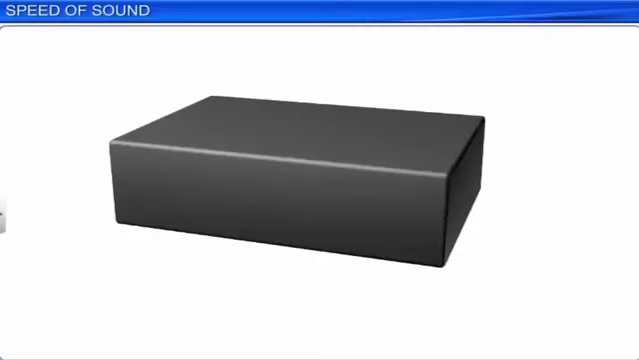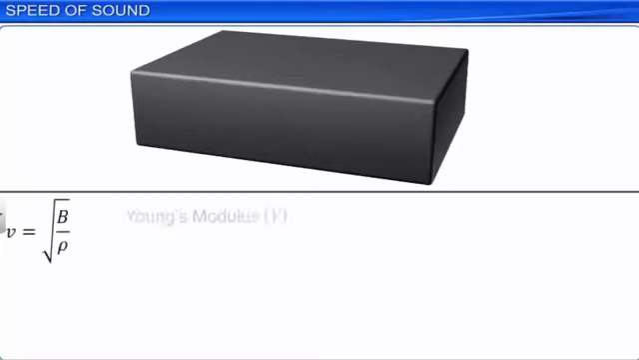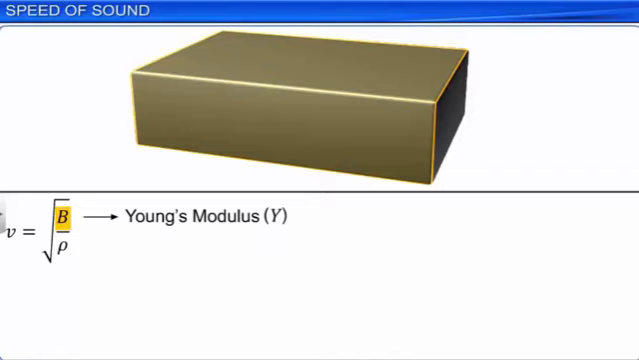Instead of a fluid, if you consider a solid bar as the medium, Young's modulus Y is used in place of bulk modulus B, as sideways compression or expansion of the bar is negligible. Only longitudinal strain is considered and the equation is modified to V is equal to root Y by rho. Let this be equation 5.